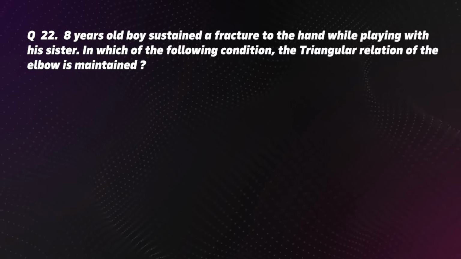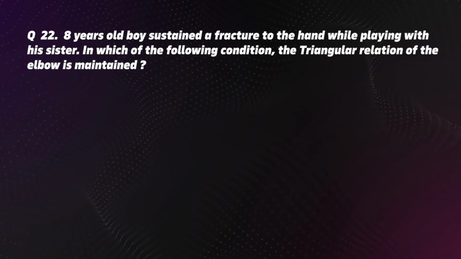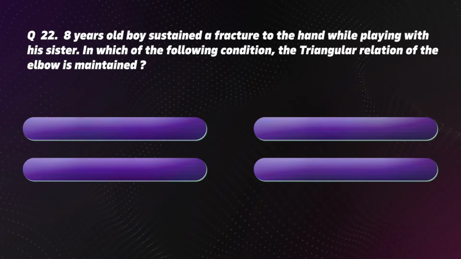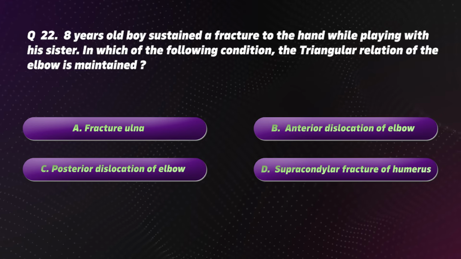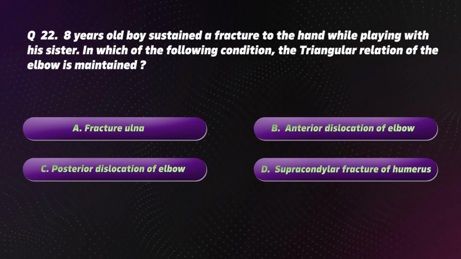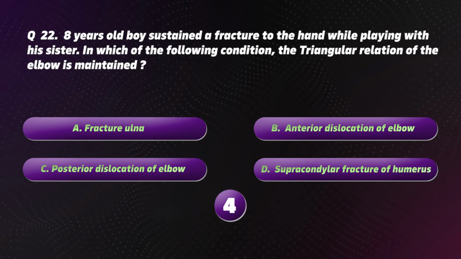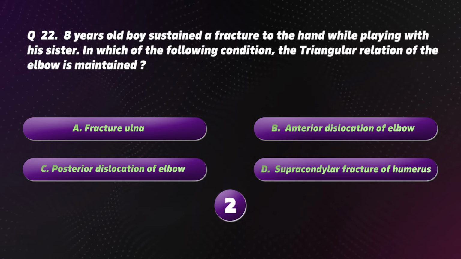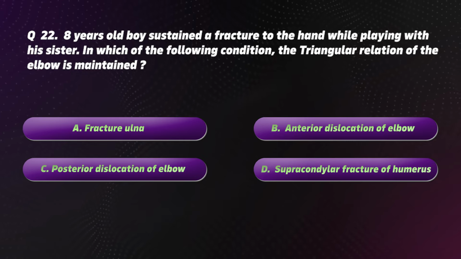In which of the following conditions is the triangular relation of the elbow maintained? Here are the options. A. Fracture ulna. B. Anterior dislocation of elbow. C. Posterior dislocation of elbow. D. Supracondylar fracture of humerus. And the correct answer is D.